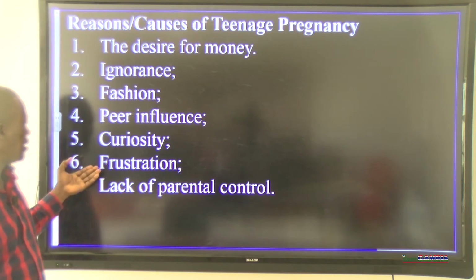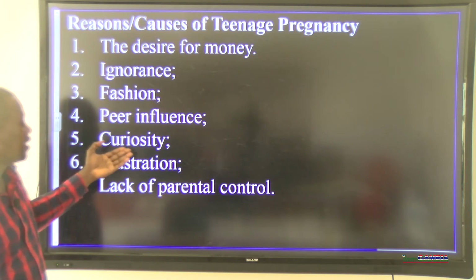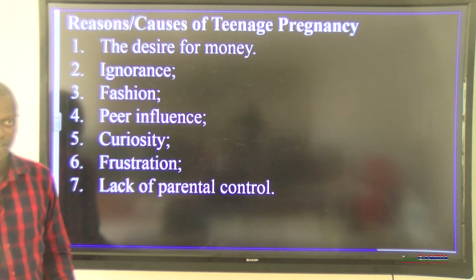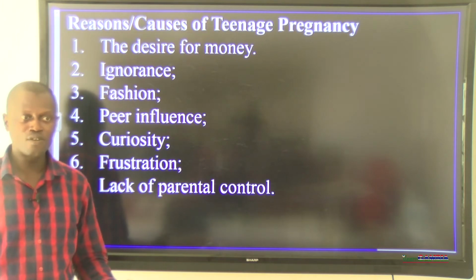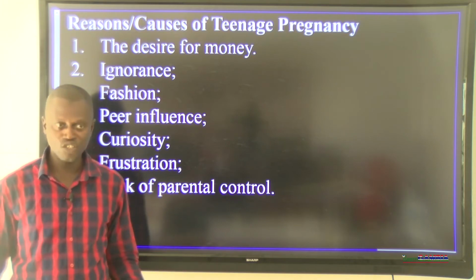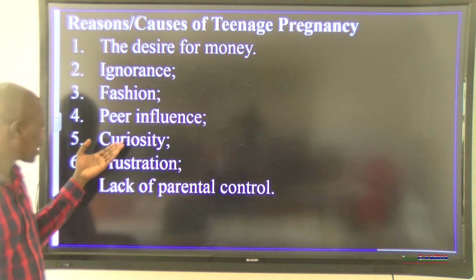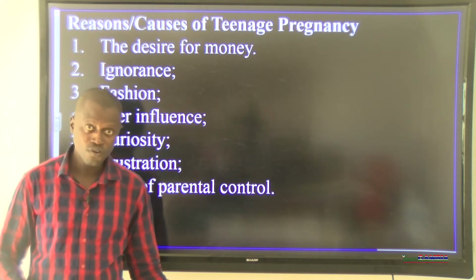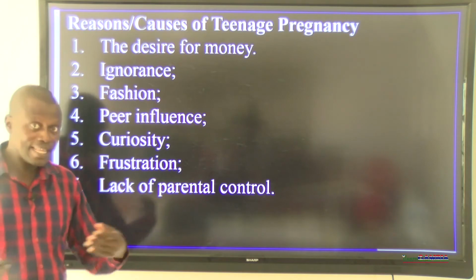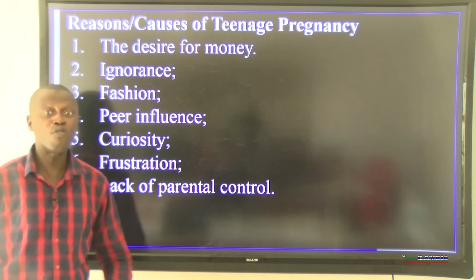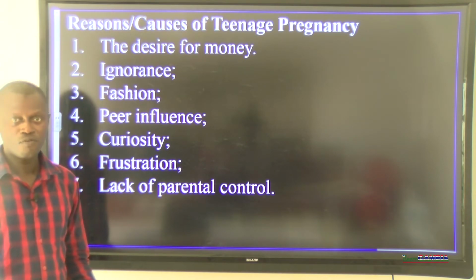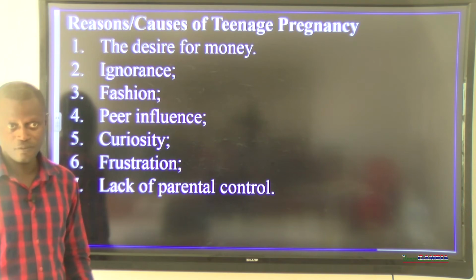Another one is curiosity. People are involved into having sex before marriage or having sex whilst one is going to school, trying to know the end result. What we call curiosity. You want to know, when I am pregnant, what is going to happen? Whether good or bad, whether negative or positive, you just give it a try.